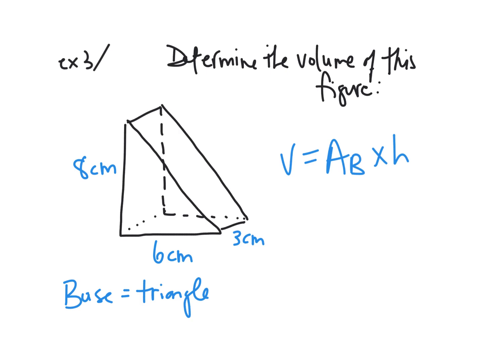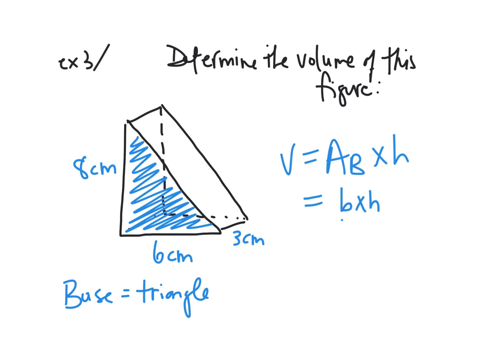And so we need the area of the base. Well, how do you take the area of a triangle? If you don't remember, you can go back and look at your formula sheet. But the area of a triangle is base times height divided by 2.